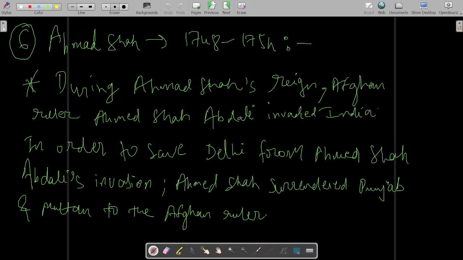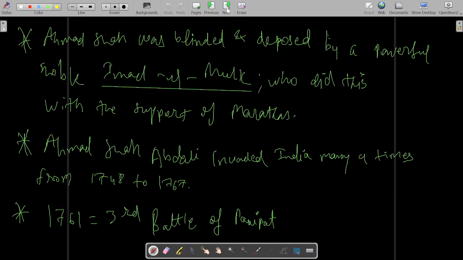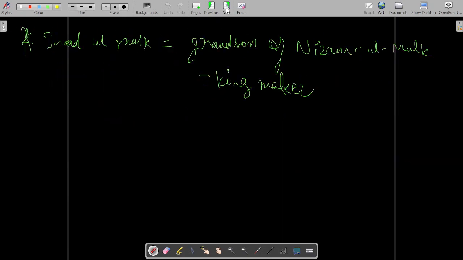about Ahmad Shah. During the reign of Ahmad Shah Bahadur, Ahmad Shah Abdali had invaded India. So in order to save Delhi from Ahmad Shah Abdali's invasion, Ahmad Shah surrendered Punjab and Multan to the Afghan ruler Ahmad Shah Abdali. And all these things we had learnt.